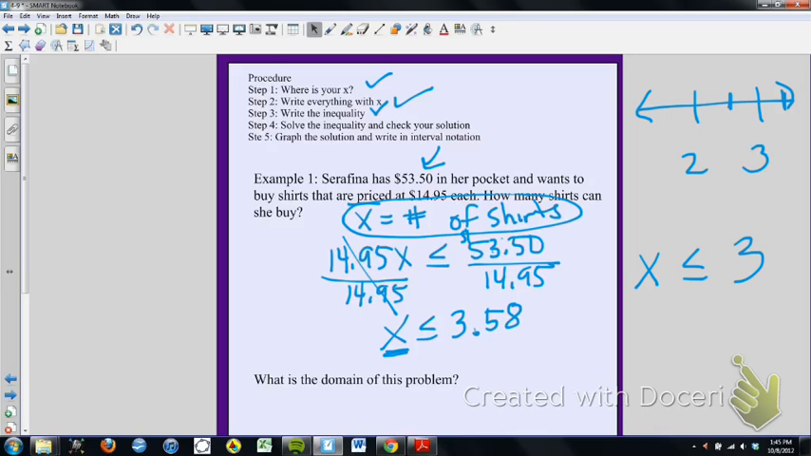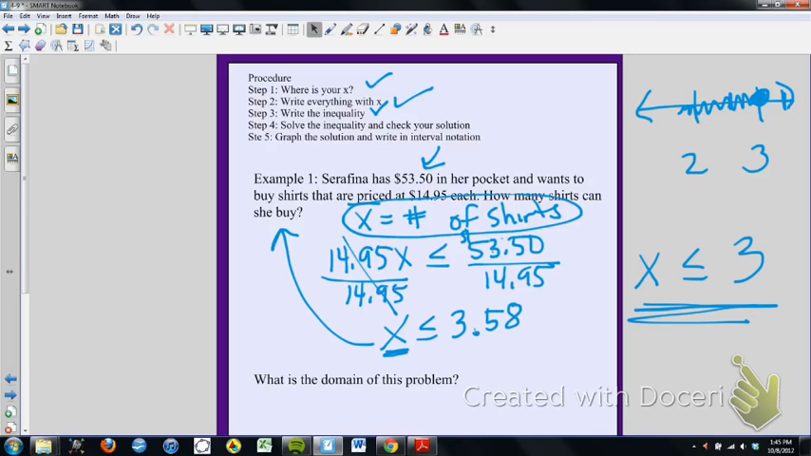Interpreting it back into the word problem, x can't be equal to 3.58 because you can't buy 3.58 shirts. So the number of shirts has to be less than or equal to 3. So let's graph that solution: closed circle at 3, and shading down in between.